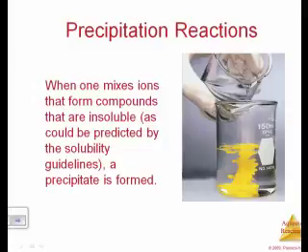Okay, talk about precipitation reactions. Hopefully you remember these as being double replacement. This happens when you have ions in solution, and you add another solution that has ions in solution. When those ions come together from the two different solutions, if it makes an insoluble ionic compound, you are going to see a precipitate.